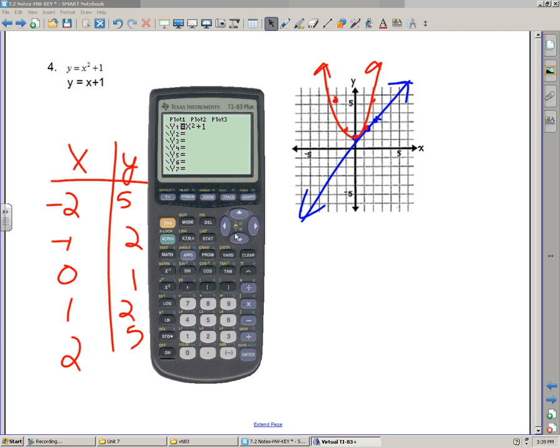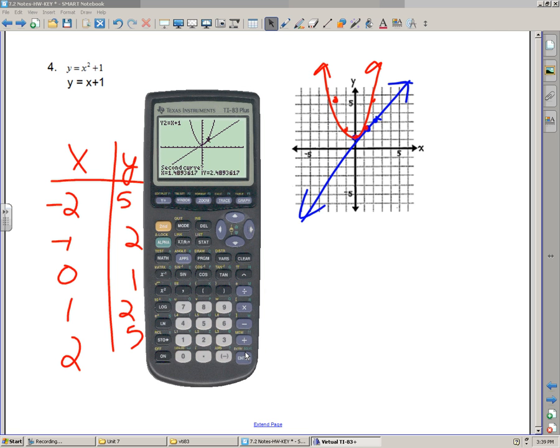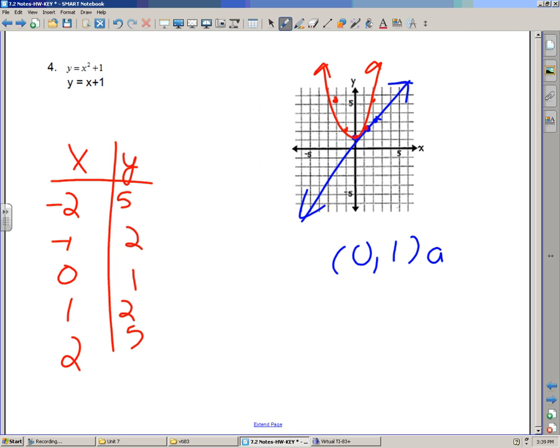So we've got x plus 1 on the second thing. Second trace, intersect, enter, enter, enter. So one of the ordered pairs is 0, 1. Do it again. Second trace, intersect, move your vertex, enter, enter, enter. And the second ordered pair is 1, 2. So 0, 1, and 1, 2.